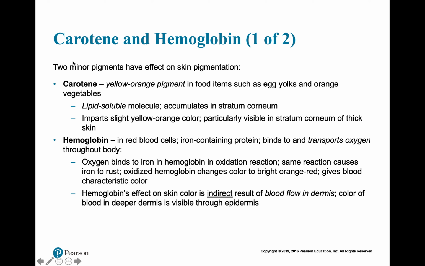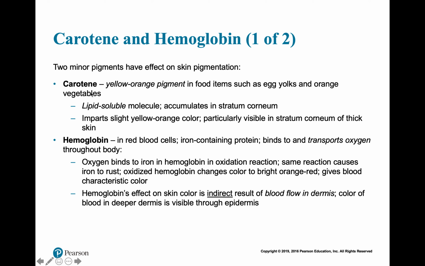Other molecules, other things that could affect skin pigmentation. Carotene, this is a yellow-orange pigment found in egg yolks and orange vegetables like carrots. And you would have to have a really large intake of carrots for it to affect your skin color. But say you were living solely on a carrot diet, right? Carrots have a lot of this pigment molecule called carotene. It's a yellow-orange pigment, and it's lipid soluble.